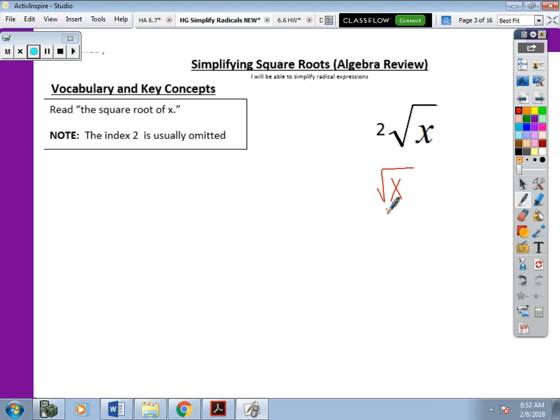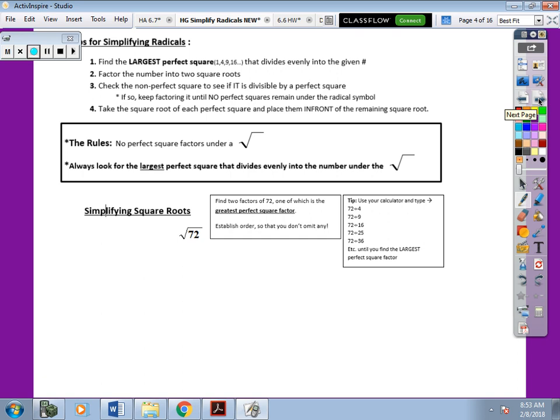Some of you that have been in Algebra 2 or are currently in it have seen cube roots, where you see an index of 3, or fourth roots, and so on. We will work with some of those later on in the year when we do volume. But for right now, we're just looking at square roots. So, to simplify a square root, you want to find the largest perfect square that divides evenly into the given number.